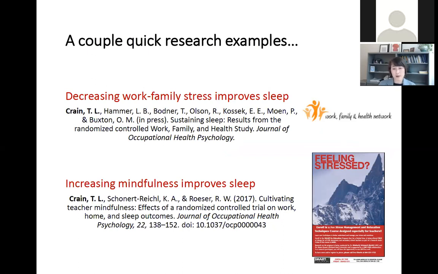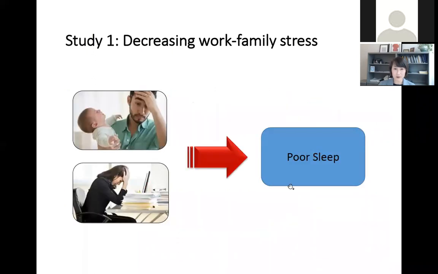So the first study I'll present is from the Work, Family, and Health Network. In this study, we were trying to decrease work and family stress to improve sleep. And then I'll present briefly another study where we did a mindfulness intervention with teachers to improve their sleep over time. Okay. So this is the first study from the Work, Family, and Health Network.